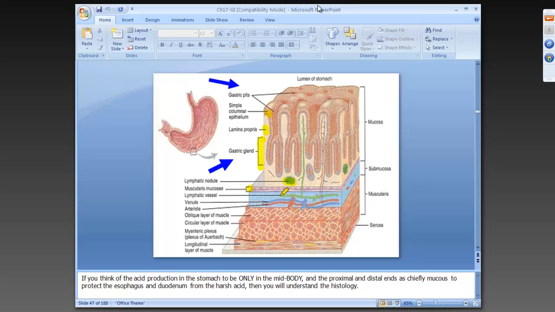This is your muscularis mucosa, lymphatic vessels, venules, arterioles, part of the oblique layer of muscles. This is the circular layer muscle. This is the infamous or famous plexus of Auerbach and the longitudinal layer muscles, with the mucosa, submucosa, muscularis, and serosa. Pretty cool, huh? I'm borrowing this from the anatomy slides.